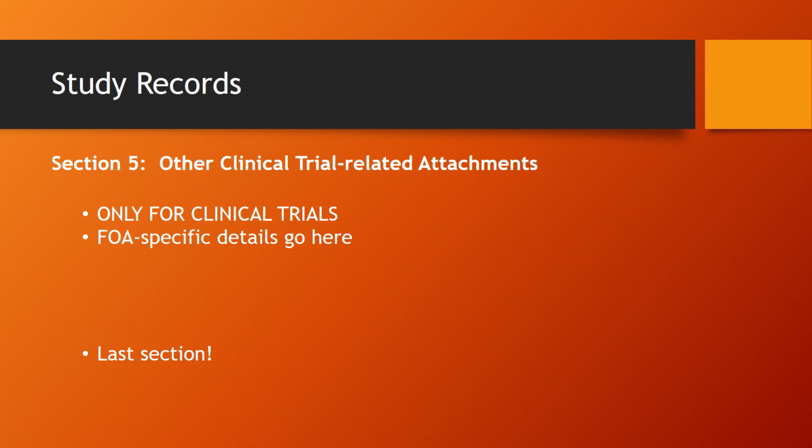Certain funding opportunities ask for additional details or comments, or to address certain issues. And so if there's no other place to do that, you would be including that in this section. But you would find out that you need to do that by reading your funding opportunity announcement. That's the only place where you would get instructions for the need to complete section 5. And then that's the last section.